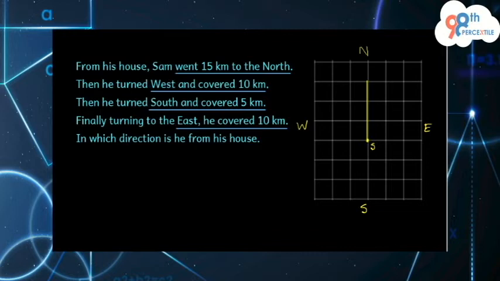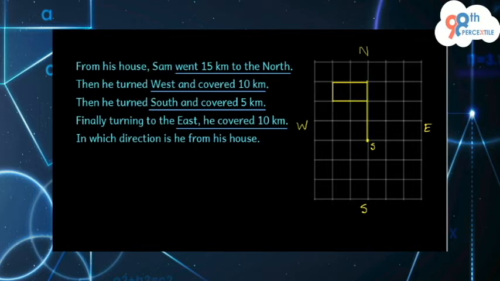Then he turned west and covered 10 kilometers. So starting from here, 10 kilometers towards the west means 2 units towards the west. Now he turned south and covered 5 kilometers. So from this point we turn towards the south, covering 5 kilometers, and finally he turned east and covered 10 kilometers. That means 2 more units, so 1 and 2.